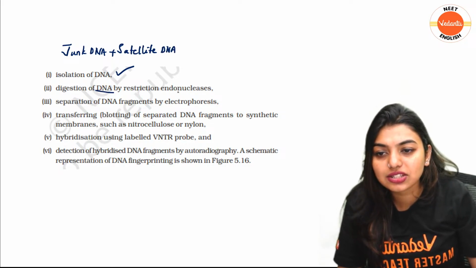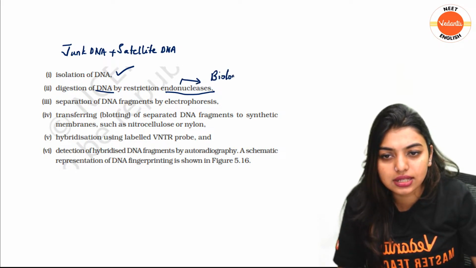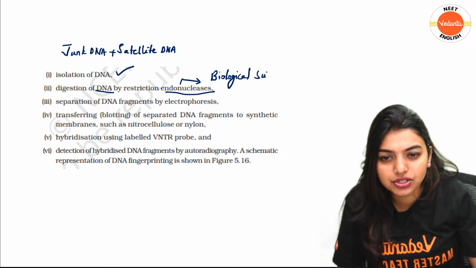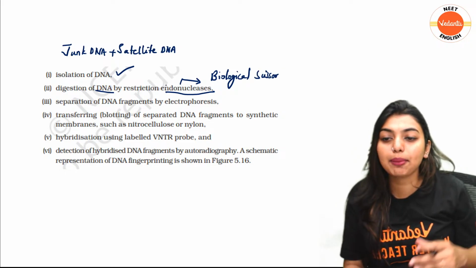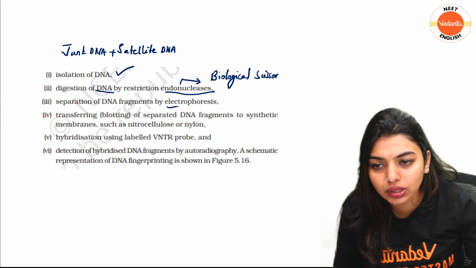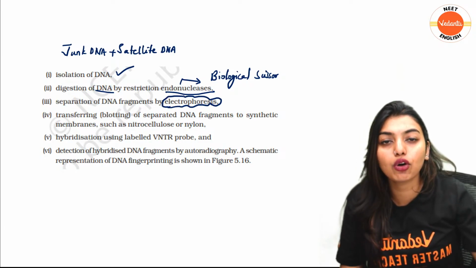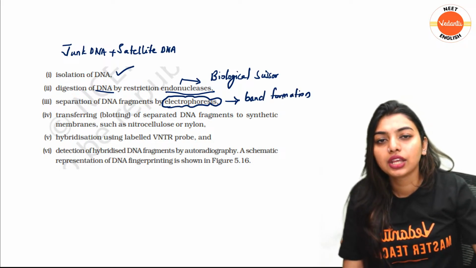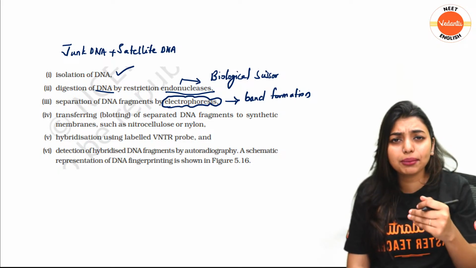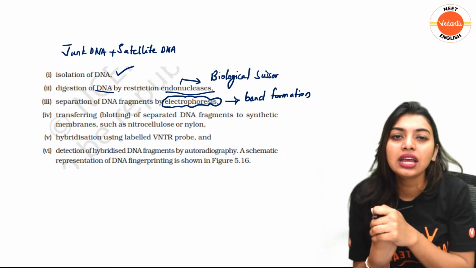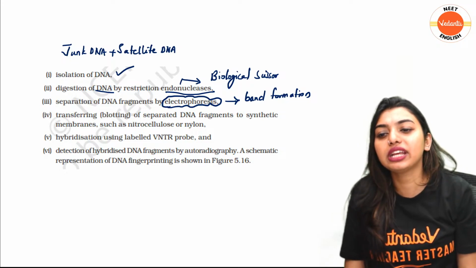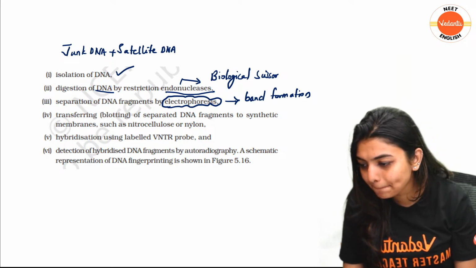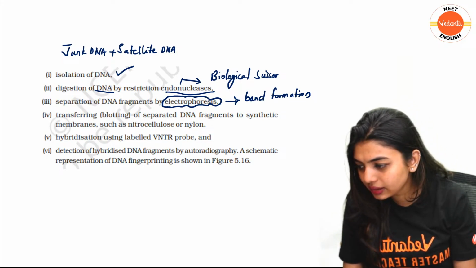Second, digesting the DNA by restriction endonuclease. What is this restriction endonuclease? Biological scissors. Now, separation of DNA fragments by electrophoresis. This is to help in band formation. This will help us understand where each of them is present, and this will help us identify the rest of it. Okay, now students, separation of DNA fragments by electrophoresis, is this clear? Yes, it is seen.